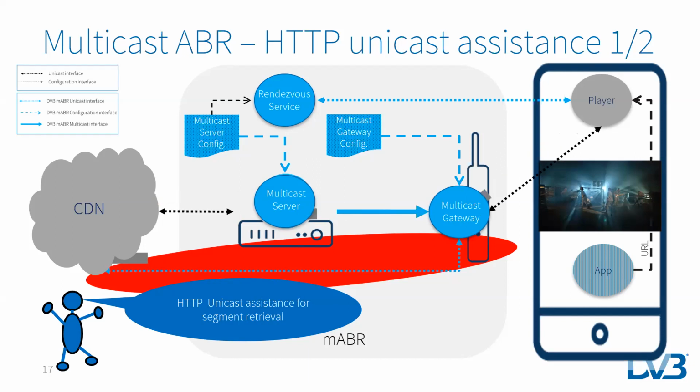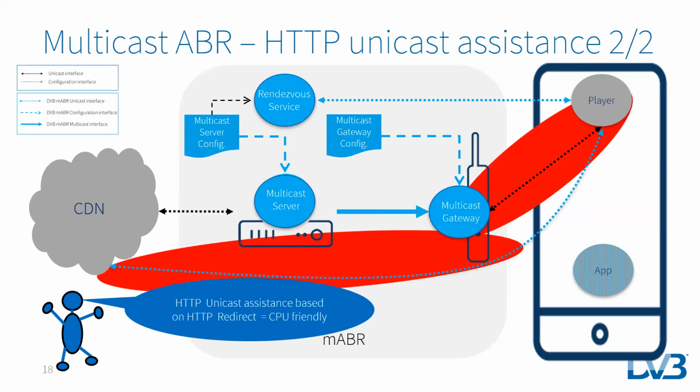So we just saw a way to use and to operate HTTP unicast for getting segments that are not available in the cache and not available over the multicast interface.